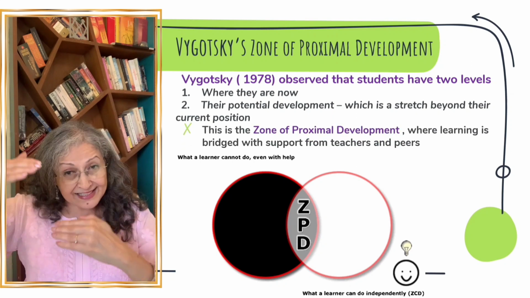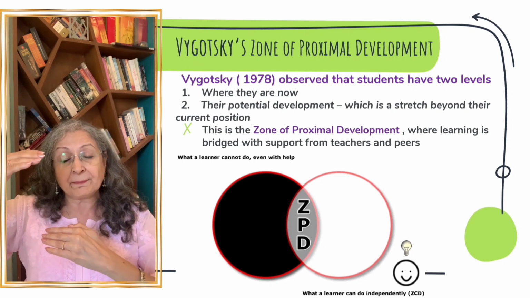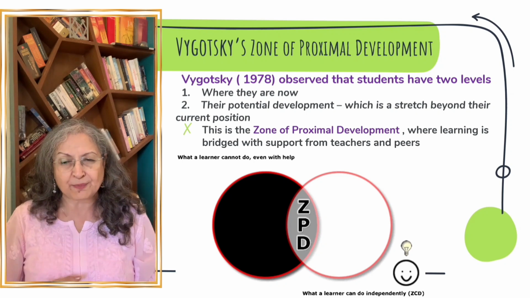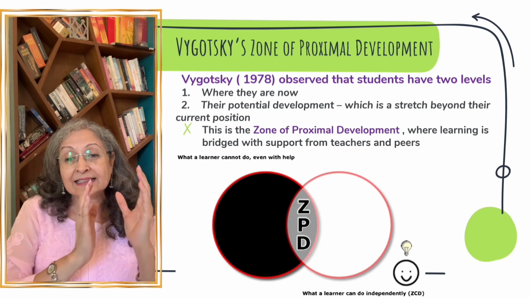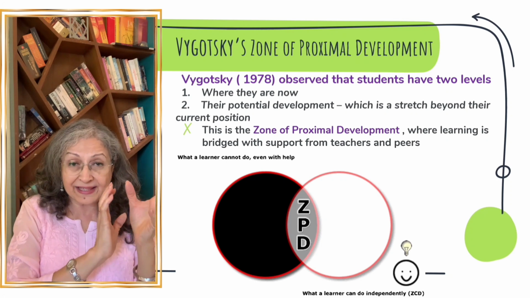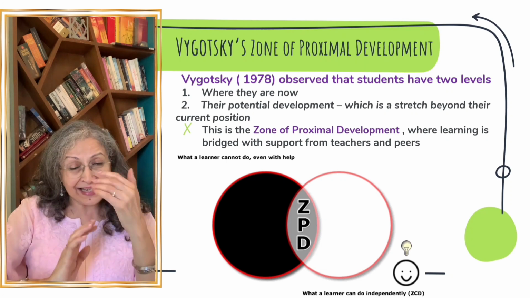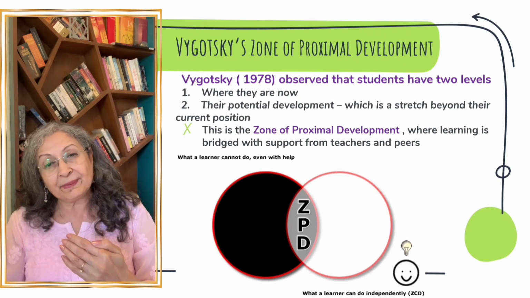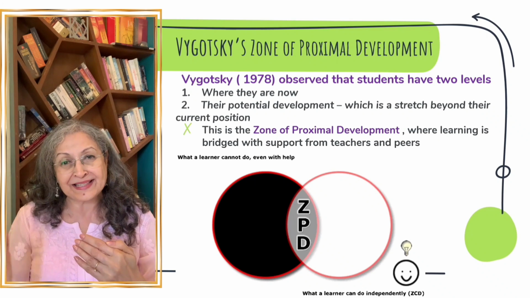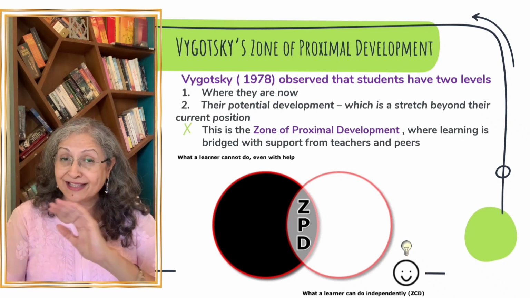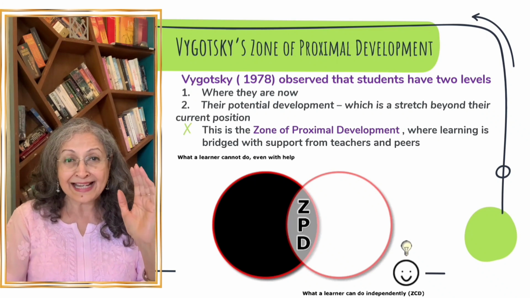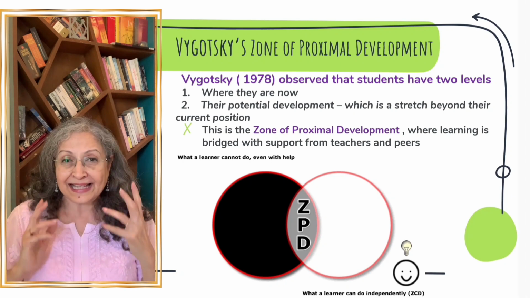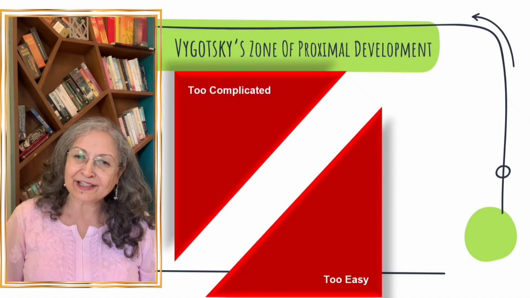This is known as the zone of proximal development, or ZPD as it is popularly called. What the learner cannot do, even with help, is where the black zone is. And when you get the scaffolding in the ZPD zone, then a learner becomes self-reliant and independent and moves to the zone which is now complete concept attainment. Let's understand that in a diagrammatic fashion.